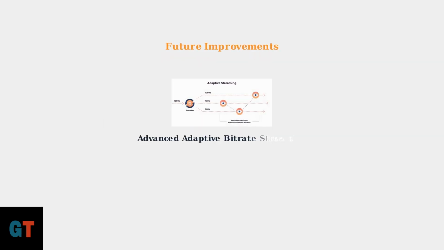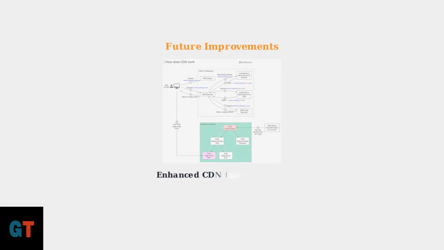Crunchyroll is implementing advanced adaptive bitrate streaming technology. This system automatically adjusts video quality based on your network conditions, reducing buffering and connection errors. Content delivery network improvements include more edge servers worldwide, better load balancing, and enhanced error recovery systems. These infrastructure upgrades aim to reduce P-3 errors by 2026 to 2027.